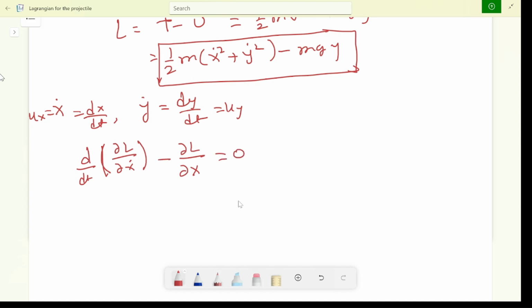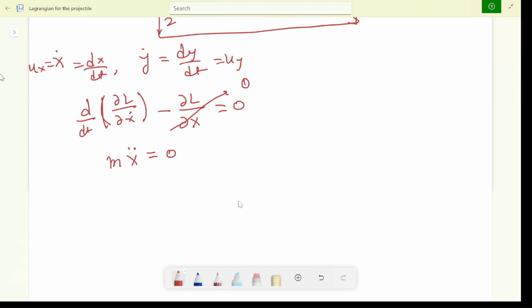If we calculate this, notice that we do not have an x term in the Lagrangian. We have got an x dot term. We do not have an x term in the Lagrangian. So this term is essentially going to be 0. And for the x dot term over here, we are actually going to get m x double dot is equal to 0, which is equivalent to saying that x double dot is equal to 0, or d squared x by dt squared is equal to 0.